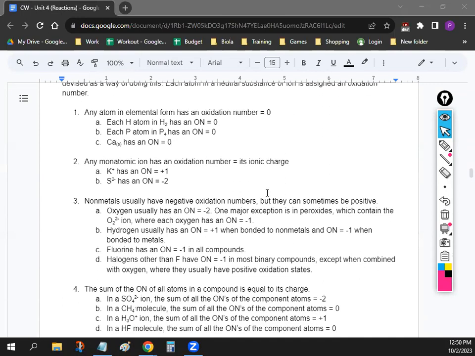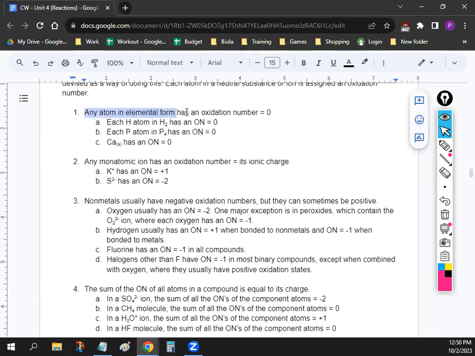The first oxidation number rule is that any atom in its elemental form has an oxidation number of 0. An elemental form is the most basic form of an element. It's basically how it's found in nature, and if it's in that form, it's going to be 0. For example, hydrogen is mostly found in the environment as H2 gas. In this situation, hydrogen has an oxidation number of 0. You've got an example with phosphorus right here.